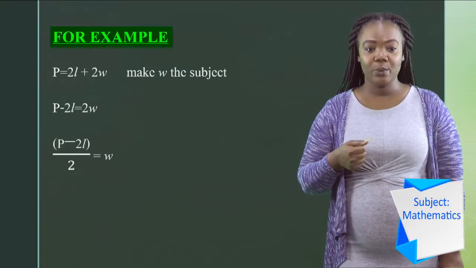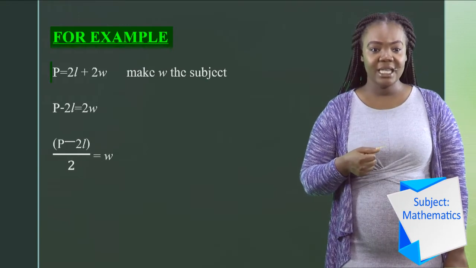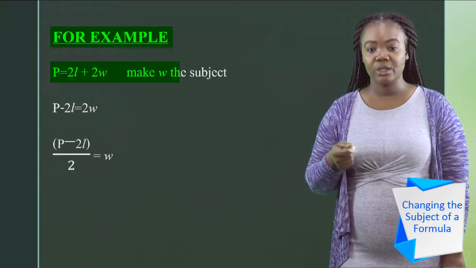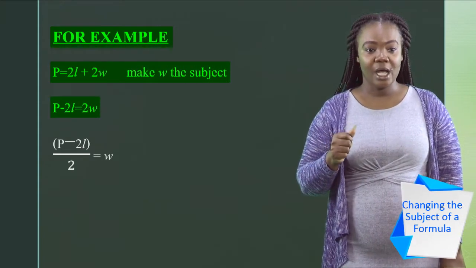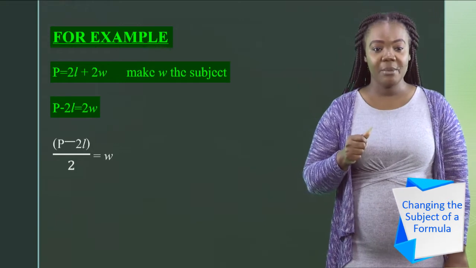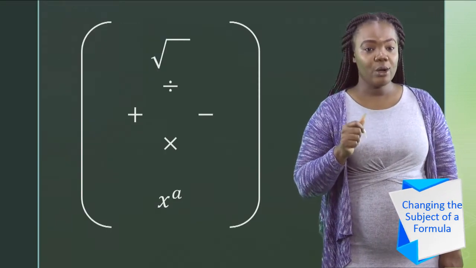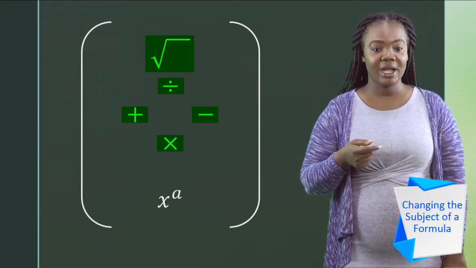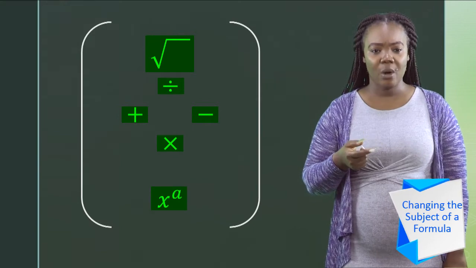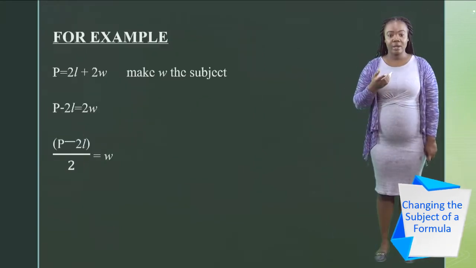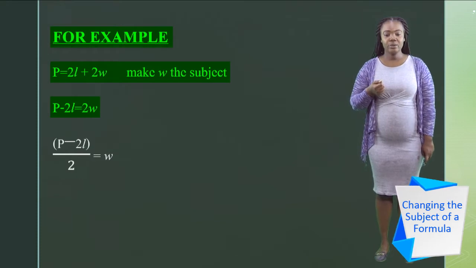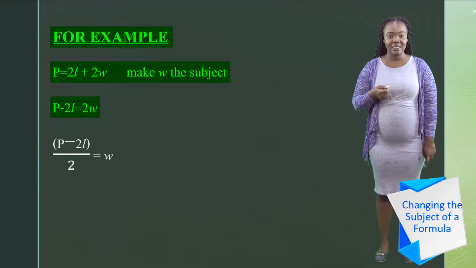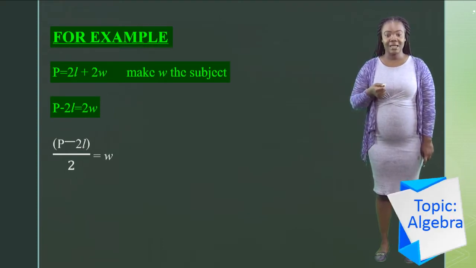Now let's look at the example we have here. It says P is equal to 2L plus 2W, and they want us to make W the subject of the formula. Now, if we reference the information that we had before, we look for the root, division, addition, subtraction, multiplication, and then we look for the index or the power. Now, when we look at our example here, we do not have a root. We do not have a division, but we can find that there is the addition. So we perform that operation.